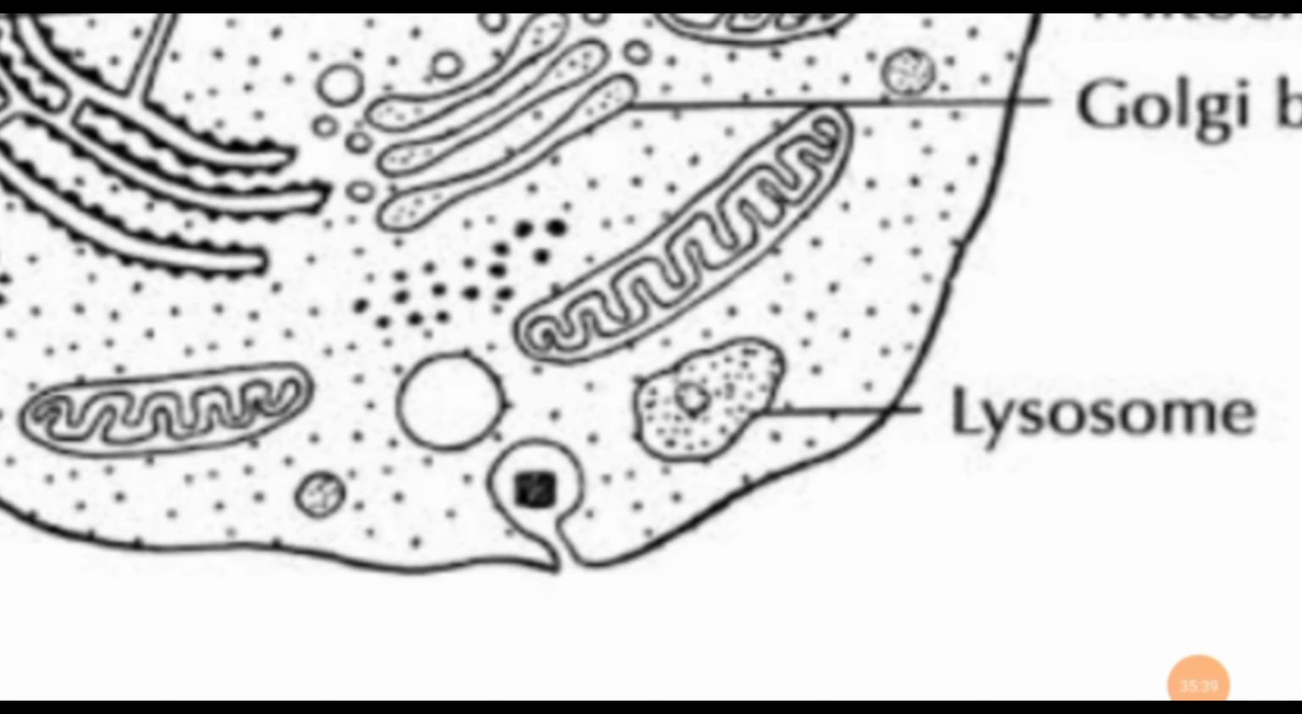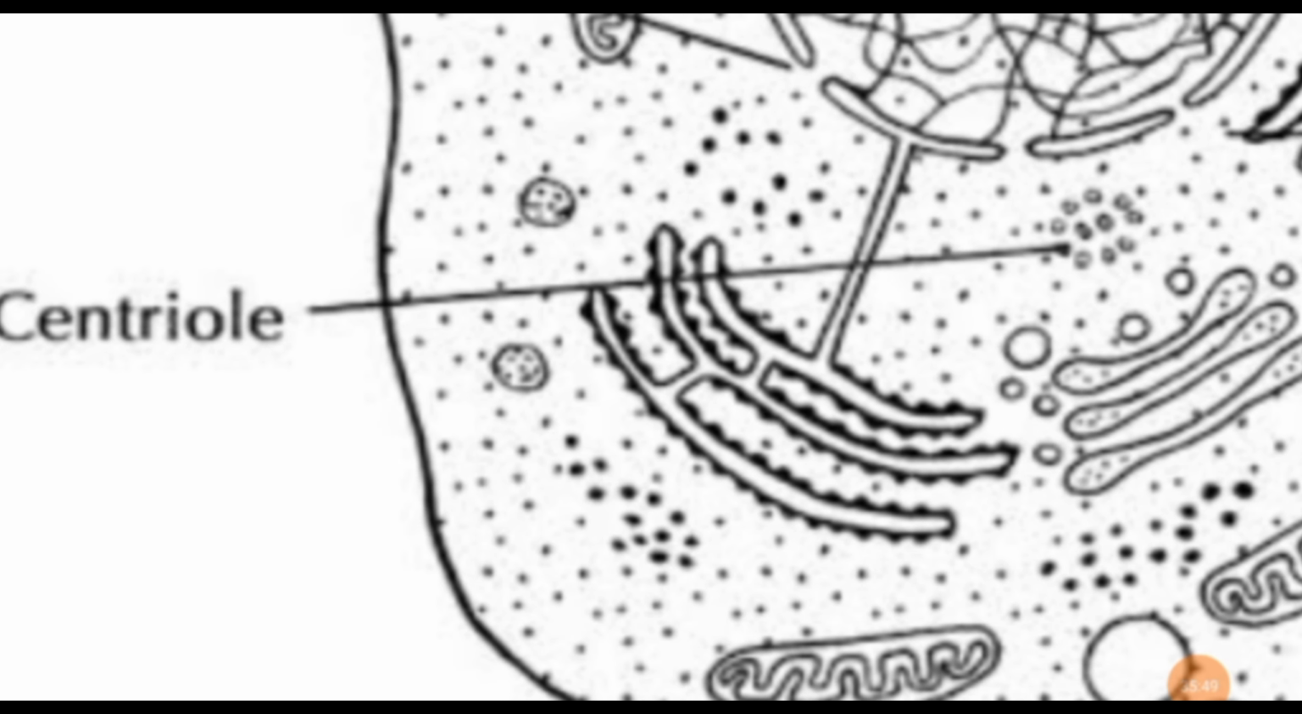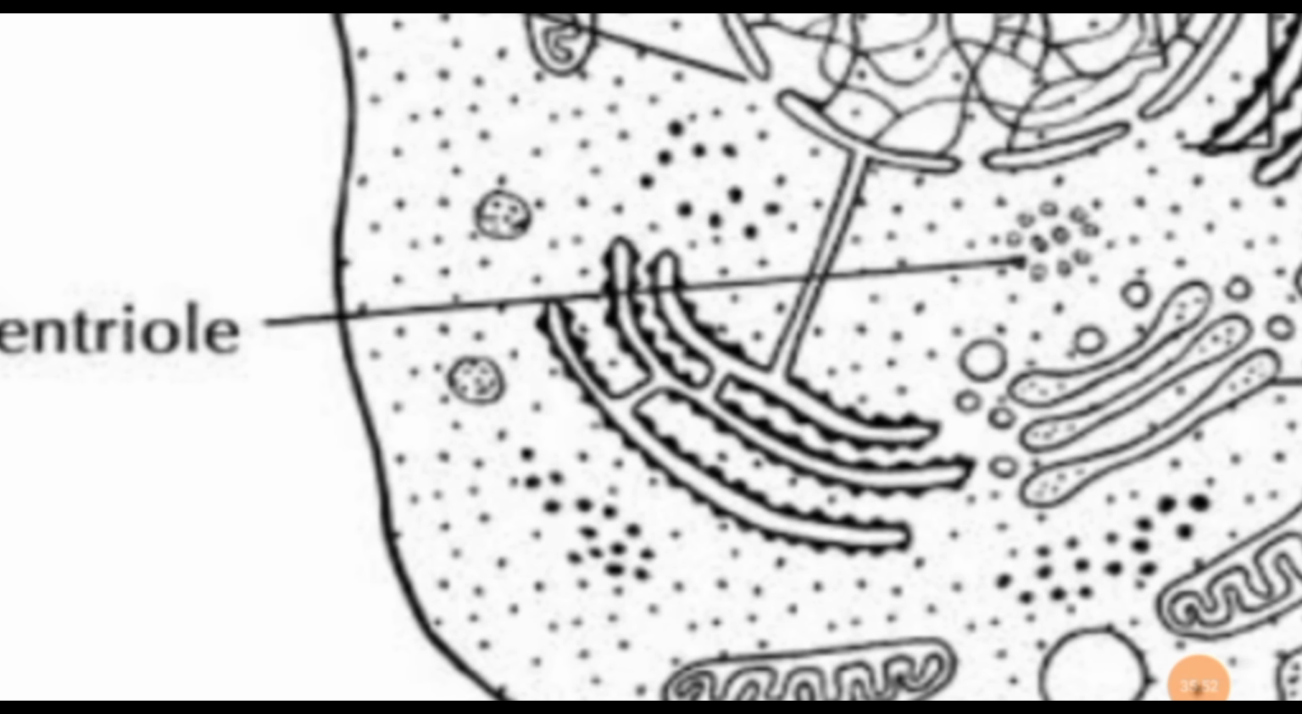All right, anything that is unwanted from the cell, it takes it out. So we have the centriole. The centriole is what contains the chromosome. Okay, it is what helps in cell division. This centriole helps in cell division.